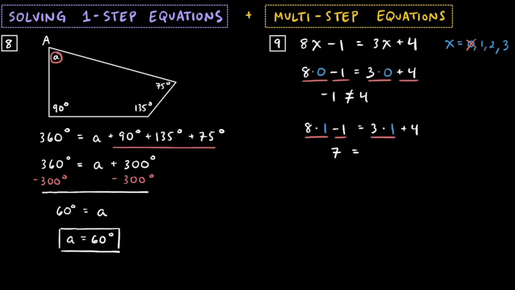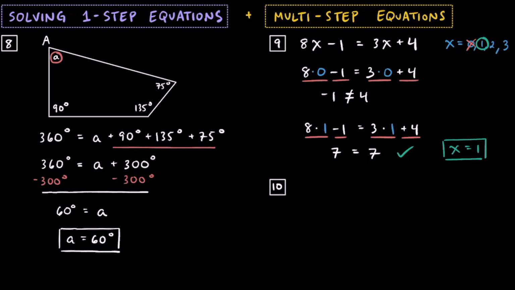On the right, we have 3 times 1, which is 3, and then 3 plus 4 is going to equal 7. Wait, that makes sense. So because this is true, we know that x does have to equal 1 here. So this one's going to be our answer, right? We can go ahead and say x equals 1 for this equation. Okay, so we were given 4 choices, but one of them was the correct answer. x has to equal 1 to make this equation true.